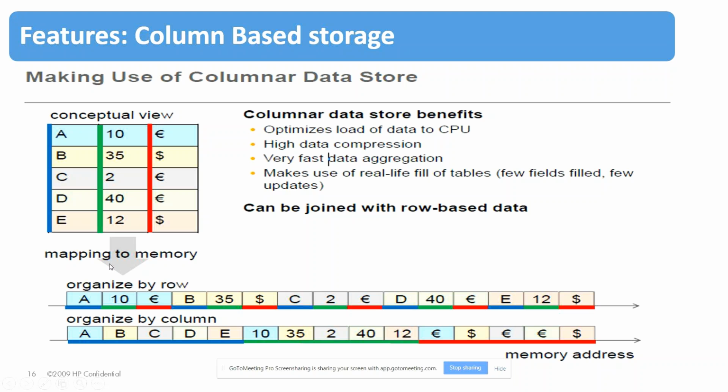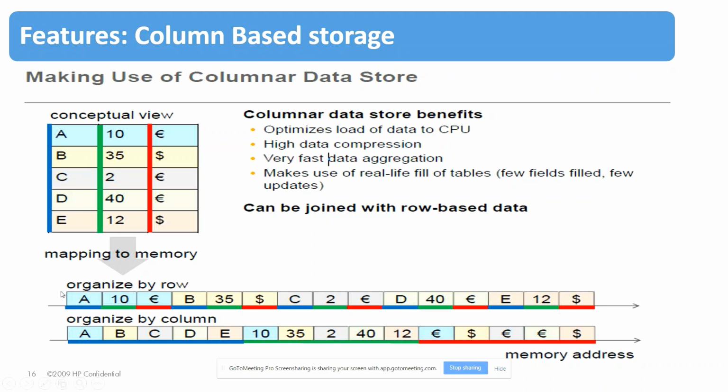The blue line is one column, the green line is one column, and the red line is one column. When it comes to the memory mapping of these columns, all the blue lines are scattered into different memory locations. Why? Because this data is stored in the row-based storage.